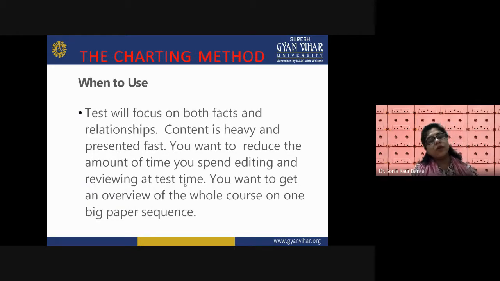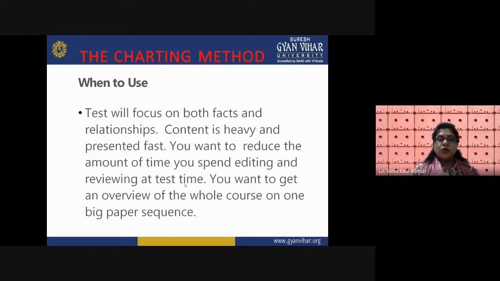Now let's have a look at when to use the charting method. When the test will focus on both facts and relationships, the charting method focuses on facts and relationships. I have three important categories, and when I'm making a chart, it is easy for me to understand which facts are covered under which category. Use it when content is heavy and presented fast. When your teacher is presenting content with many sub points and ideas, and it is superbly heavy, you want to reduce the time you spend editing your notes. So you can use the chart method.